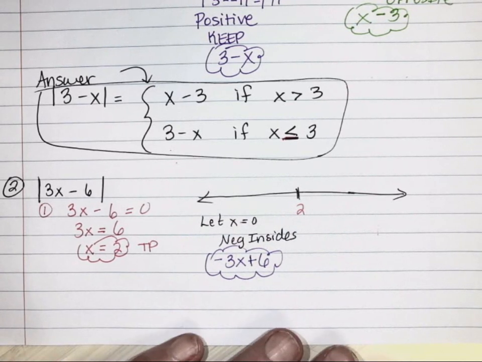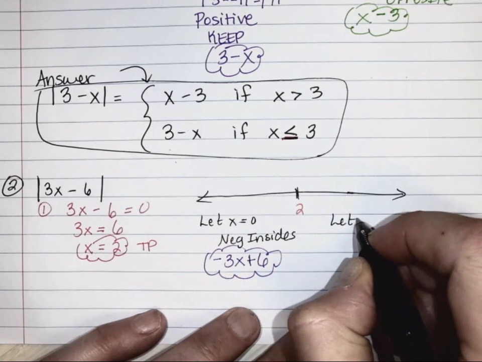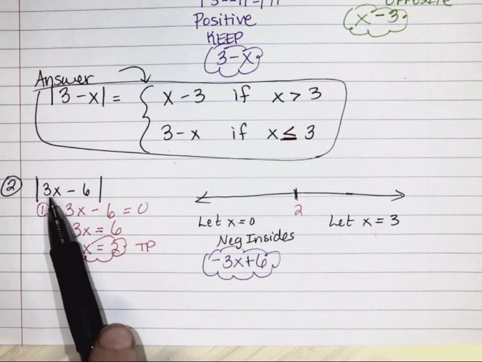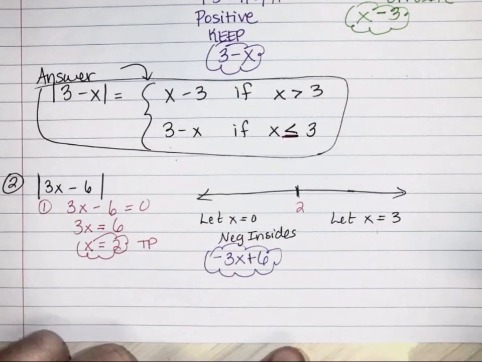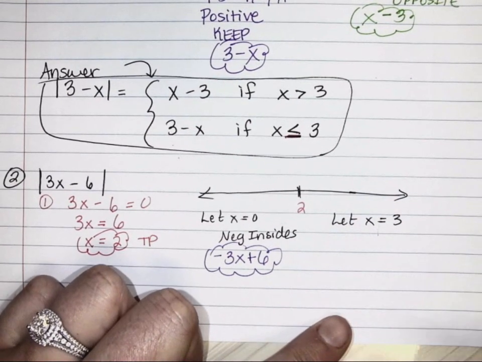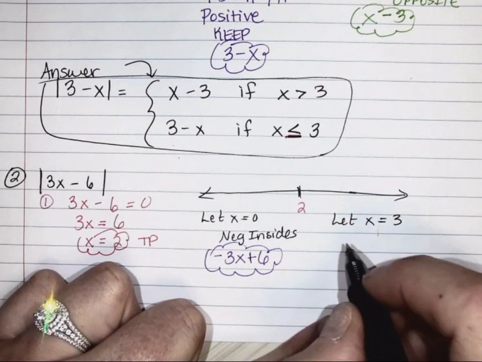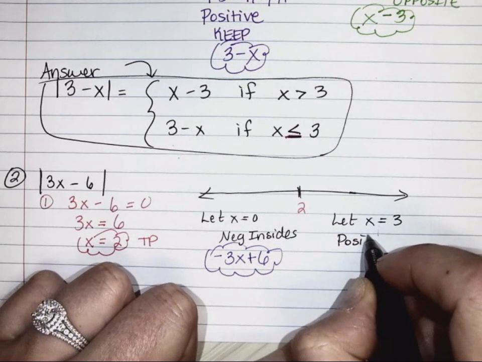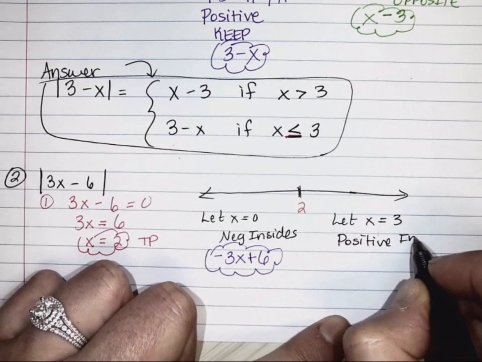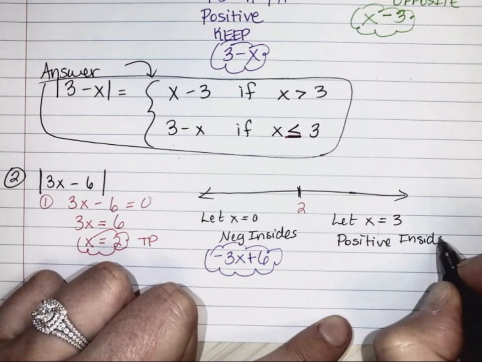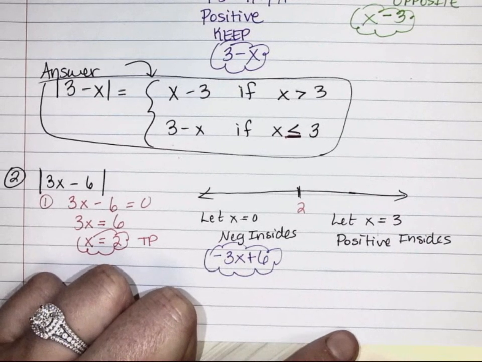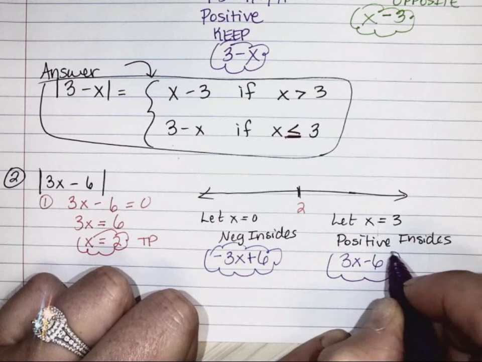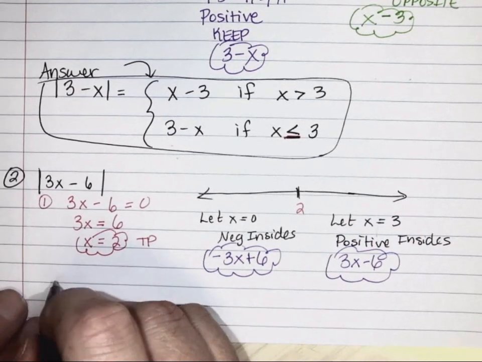Then let's test some values to the right. So let's let x be 3. If I plug in 3 times 3 is 9, 9 minus 6, that gives me a positive number, and that's always going to be the case. So positive insides, and it stays the same. We're going to leave it 3x minus 6, but this is the way you write your final answer.